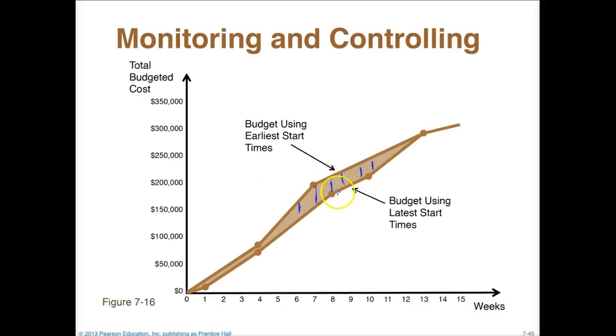So to make sure that we're all on the same page here, I'm going to erase these. And let's say at week 8, the difference in between here and here, I'm just going to estimate, this may be at 170,000, and this may be at 200,000 here. So that difference there is $30,000.